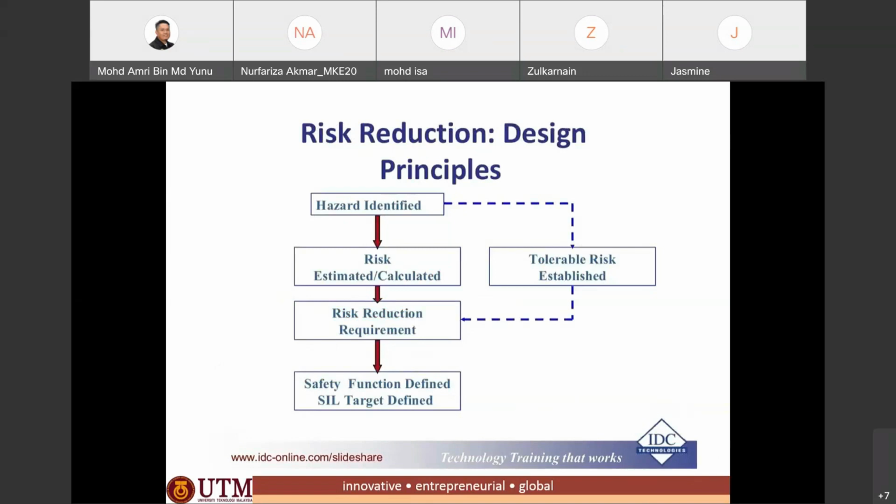So the risk that we estimate will determine the safety integrity level, and when we apply that safety instrumented system, by principle, the risk will go down.